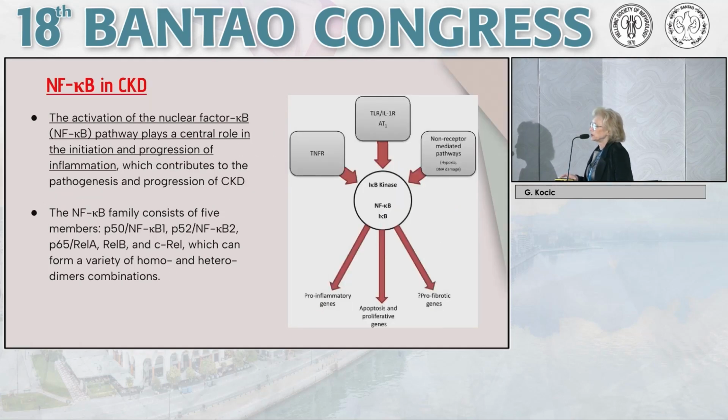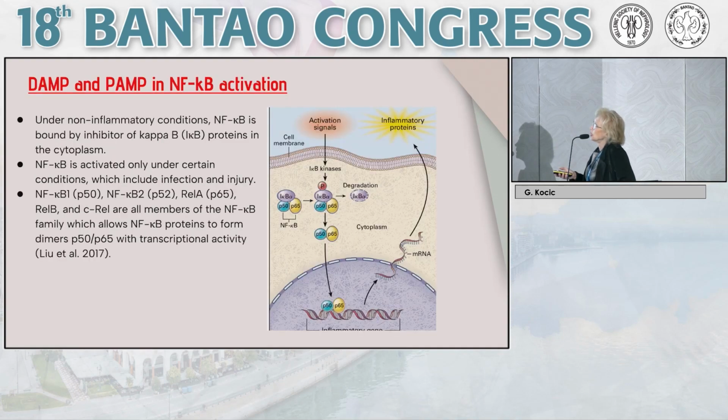What about NF-kappa B? It is the main transcription factor, acting as a bridge between different ligands, whether they are PAMP or DAMP molecules, and the DNA molecule, the promoter sites of DNA. We can see that the activation of NF-kappa B can induce activation of pro-inflammatory genes, and can induce either apoptosis or proliferation, depending on the state of the cell, and maybe in some instances pro-fibrotic genes.